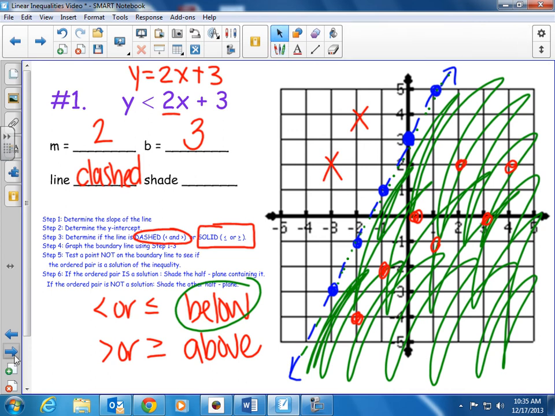We can test this to make sure we're right. So I'm going to take this point right here, the origin, 0, 0. That's an easy one to test. And I'm going to plug it into my inequality, y is less than 2x plus 3.